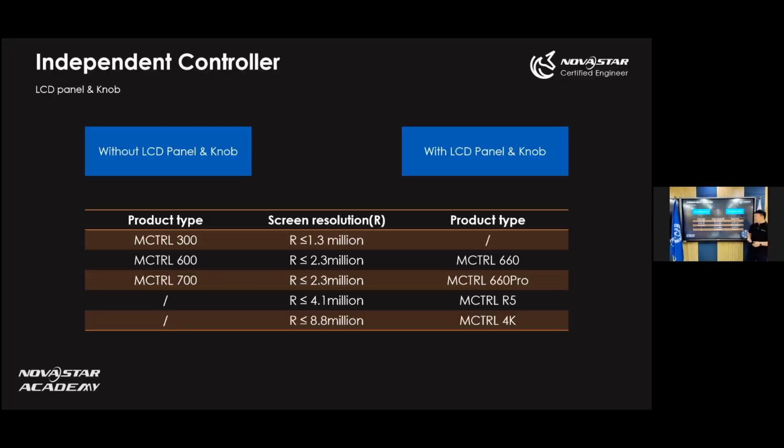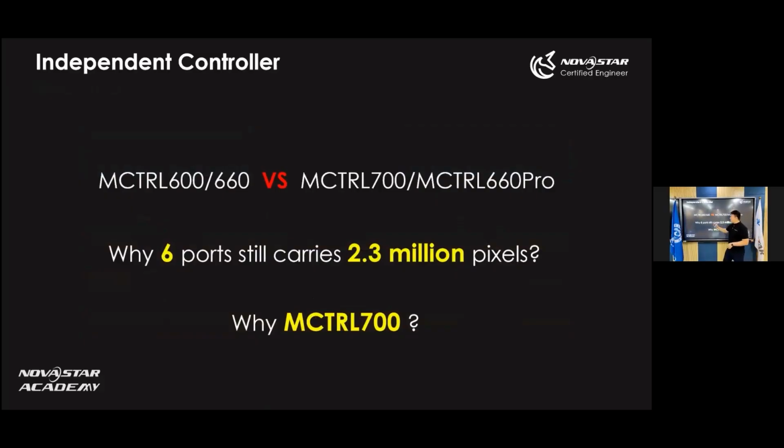Okay, now let's take a look at the question here. I just mentioned MCTRL 660 and MCTRL 700. The 660 Pro has 4 output ports, and here, 6 output ports. Why 6 output ports still carries 2.3 million pixels, as already explained on the last page. But here is a question: why do we need to use MCTRL 700? If we have a screen with Full HD resolution, the 600 is enough, so why did NovaStar still release a new product named MCTRL 700? Have you ever had this kind of doubt?